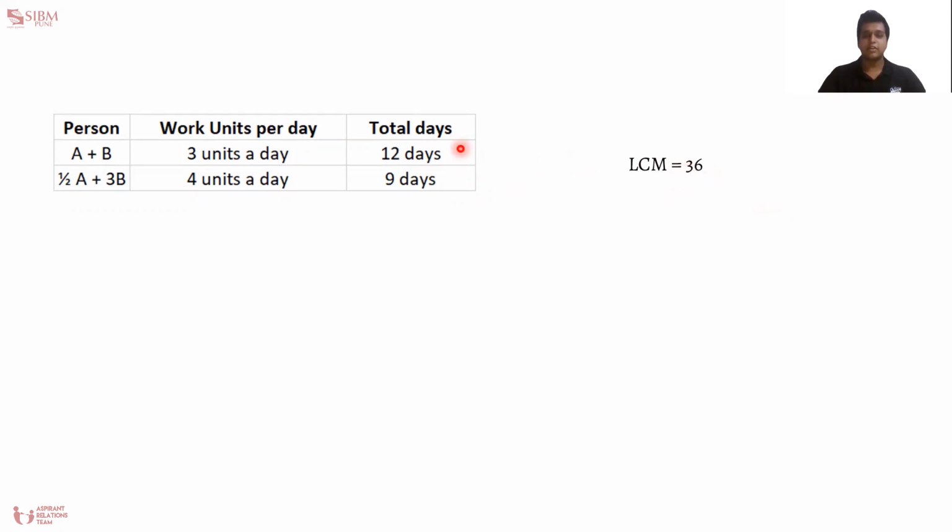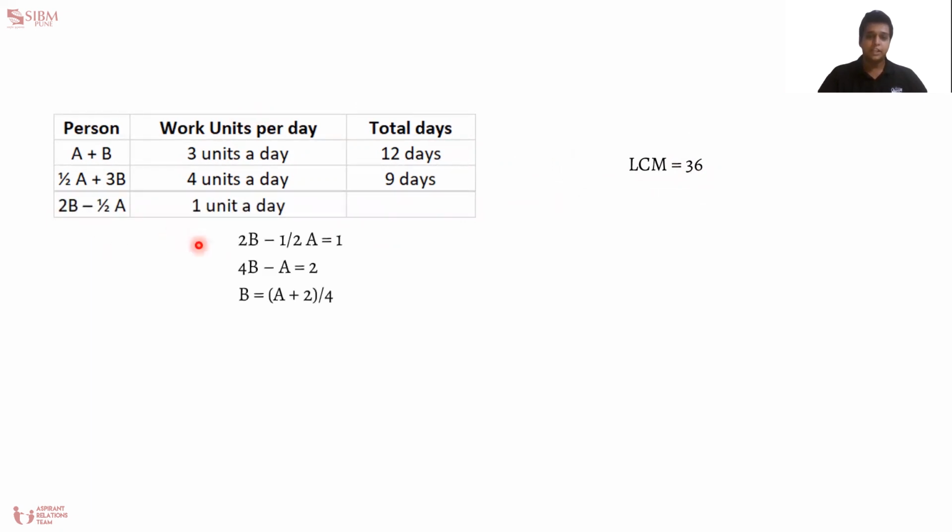With this, the first case takes 12 days and the second case takes 9 days to complete 36 units of work. So per day in the first case, 3 units of work get done, and in the second, 4 units of work get done. This is nothing but 36 divided by 12 and 36 divided by 9. Once we have this information, we subtract equation 1 from equation 2, and we get b equals a plus 2 by 4.